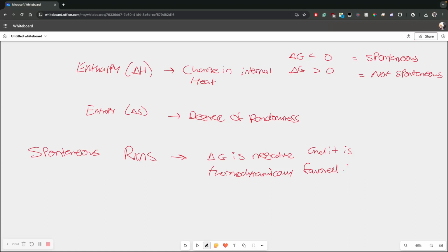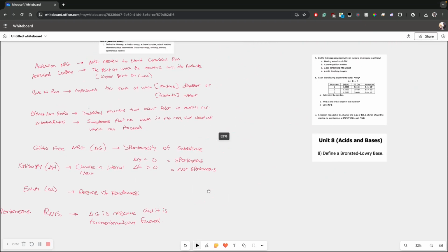Big words, but that's just saying that it tends to occur more naturally in the natural state rather than you having to force it by plugging in other extraneous sources of energy to make that equation or chemical reaction happen. So that's just what it means by spontaneous reactions.